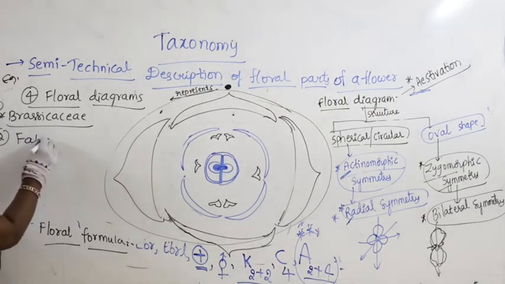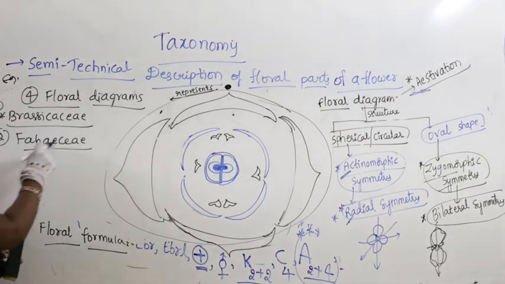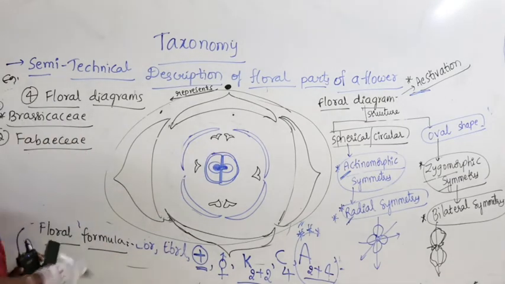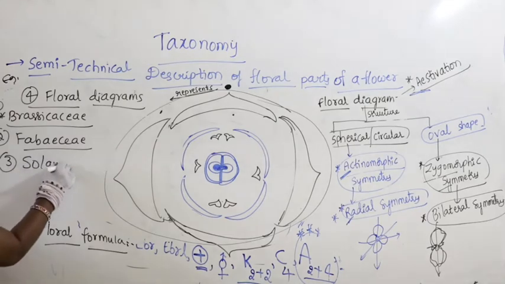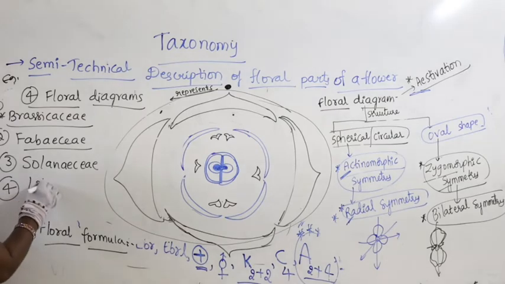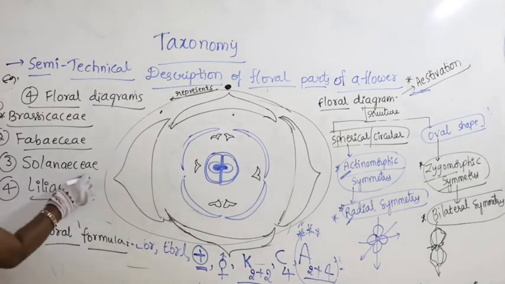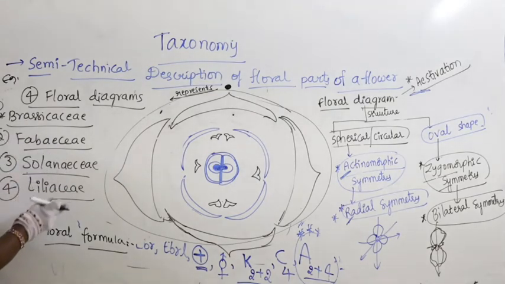So, let us take an even more familiar one, Fabaceae. For the Fabaceae family also you need to draw the floral diagram and write the floral formula, and the other one is Solanaceae, and the next one is Liliaceae. Brassicaceae, Fabaceae, Solanaceae, Liliaceae. We have 4 floral diagrams with 4 floral formulas. That is what you have to study in the syllabus of semi-technical description of floral parts.